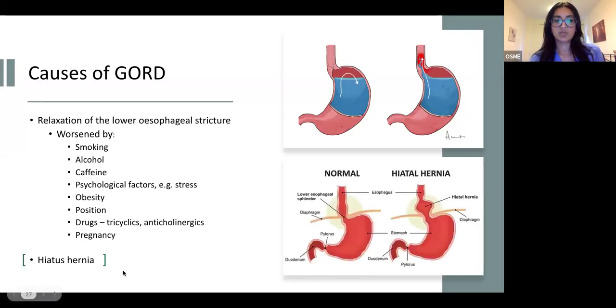Something else to think about would be a hiatus hernia. So this is where there is a defect in the diaphragm, which leads to part of the stomach coming back up through the diaphragm, as you can see in this picture here. And this would also lead to reflux, but it's quite common in babies, and that's something else to look out for.